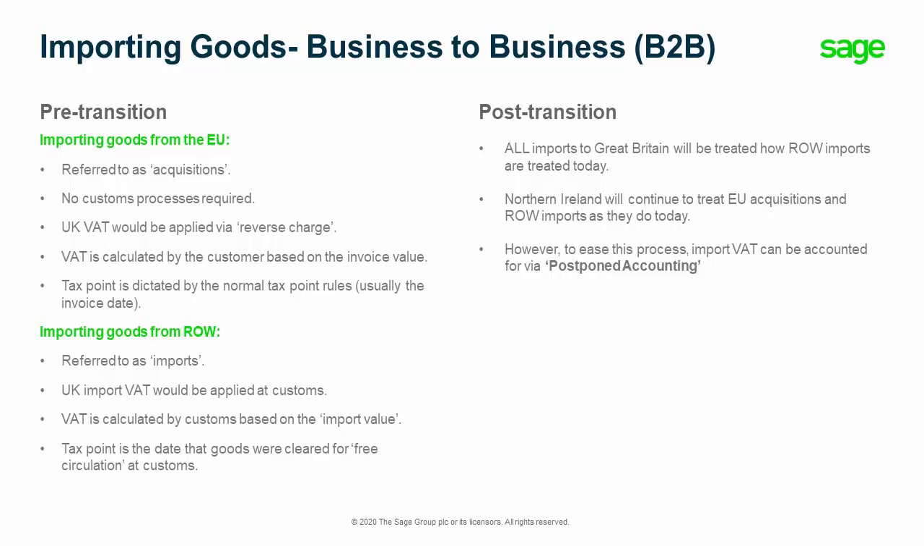For importing goods from the rest of the world, they're referred to as imports. The UK import VAT would be applied at customs, and VAT is calculated by customs based on the import value. The tax point is the date that goods were cleared for free circulation at customs.